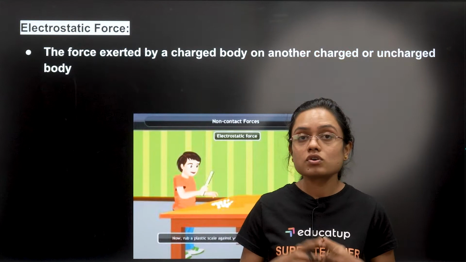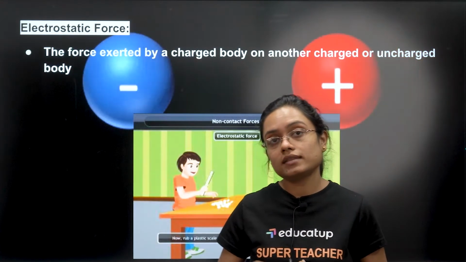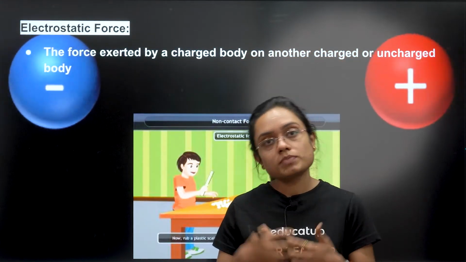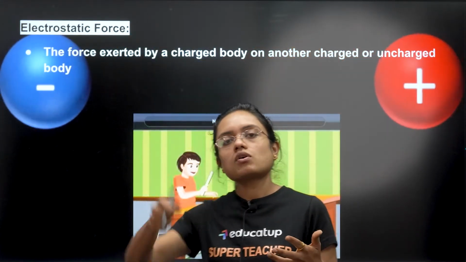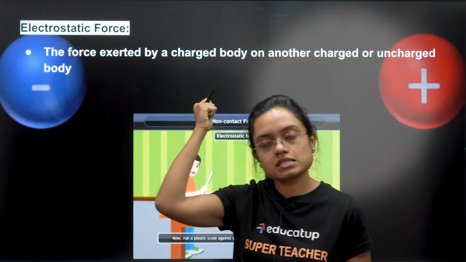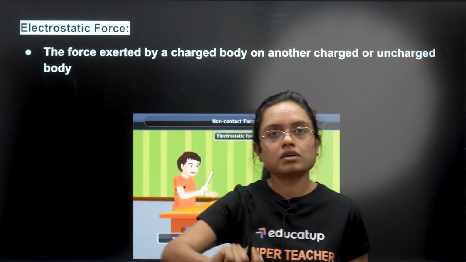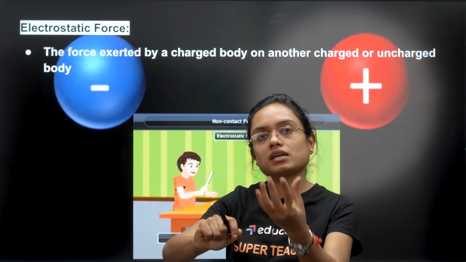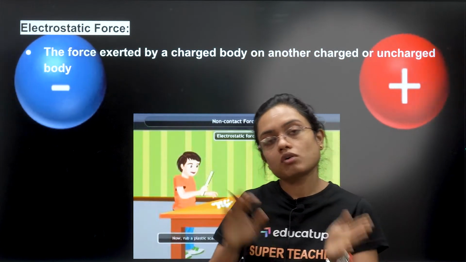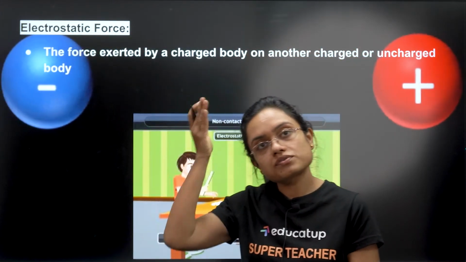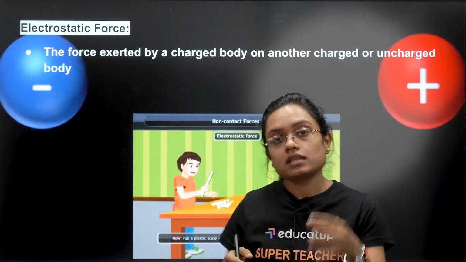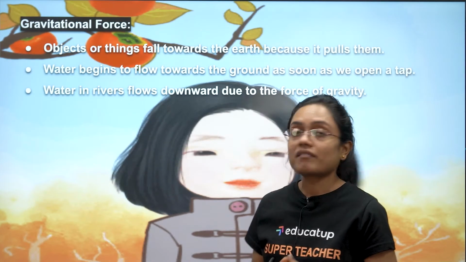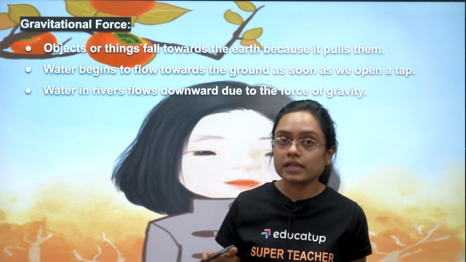Electrostatic force. It is the force exerted by a charged body on an uncharged body or another charged body. You don't have to make them touch, but it happens automatically. For example, if you take a comb and comb your hair fast, just after combing, bring the comb near small bits of paper. The bits of paper will automatically get attracted towards the comb. Now your comb is a charged body because of rubbing with the scalp of your head, and the papers are uncharged.